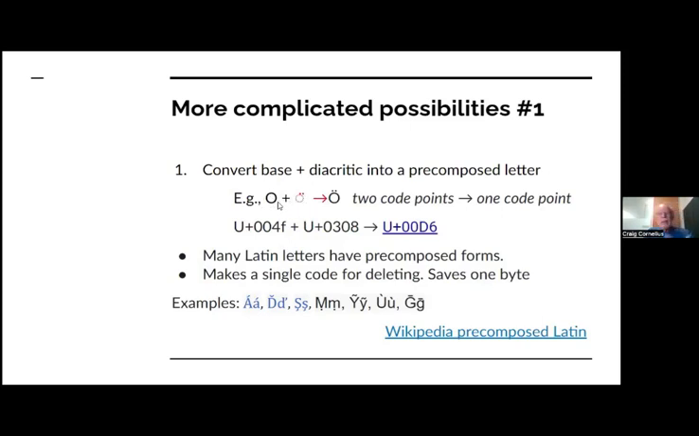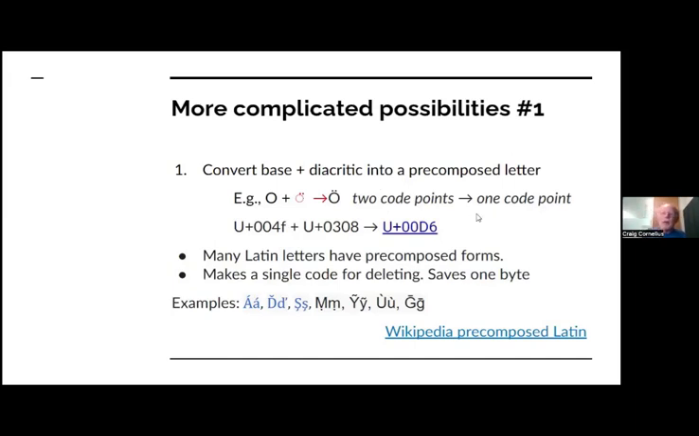But in some cases, like the O, perhaps I would like to make this into one code point, a single value, when I've typed in two separate characters. Now, the reason for this is that many Latin letters already have these forms, O with the diaeresis.